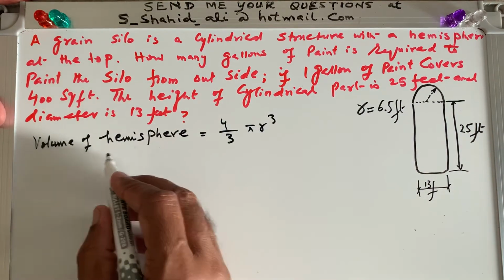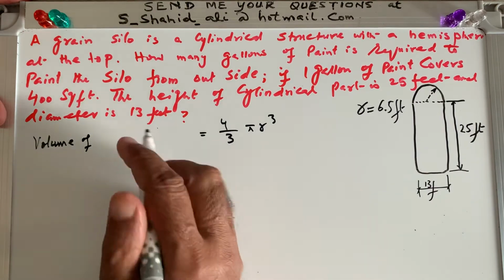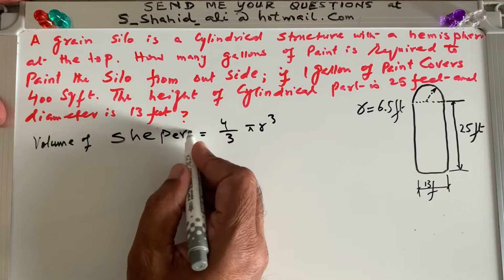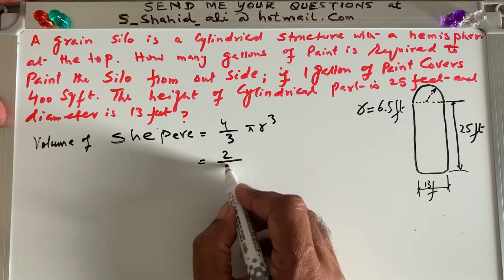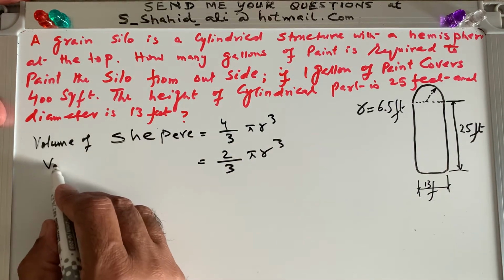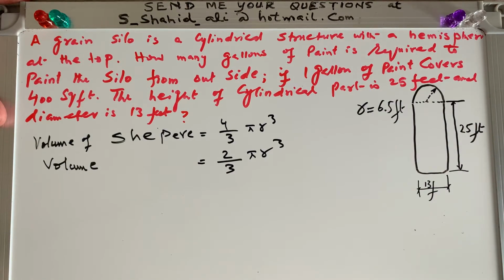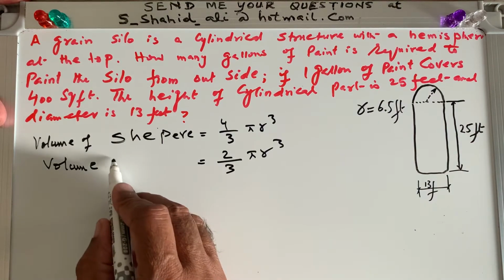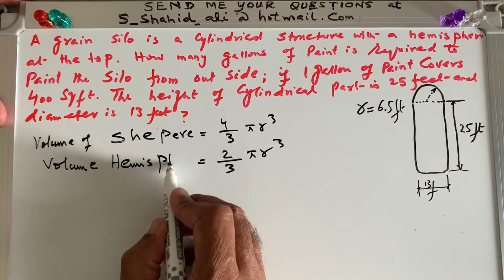So a hemisphere is half of it, right? This is the volume of a sphere, and a hemisphere is half of it. So half of it means it will be 2 by 3 pi r cube. This is the volume of a hemisphere. It's just for your educational purpose, so that if you come across the volume of a sphere or the volume of a hemisphere, you know what it means.